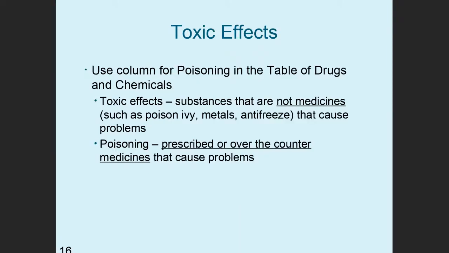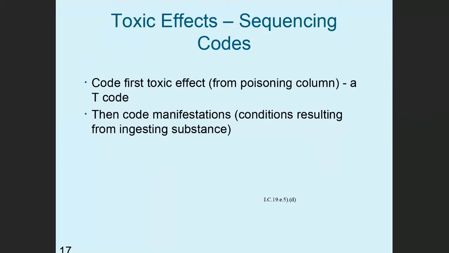For toxic effects, you use the same column as you use for poisoning, but as mentioned before, they're in a separate section of the tabular list. So compare toxic effects and poisoning. Toxic effects are due to substances that are not medicines that cause problems. Poisonings are medicines that cause problems. So toxic effect codes from T51 to T65 are listed first, followed by a code for the manifestation. This is the same sequencing rule as used for poisoning.